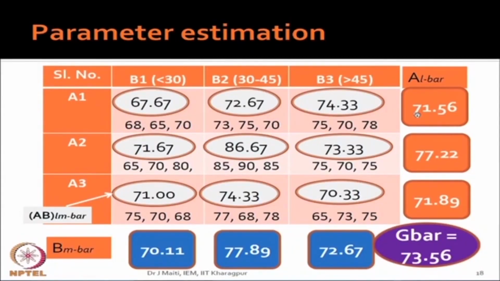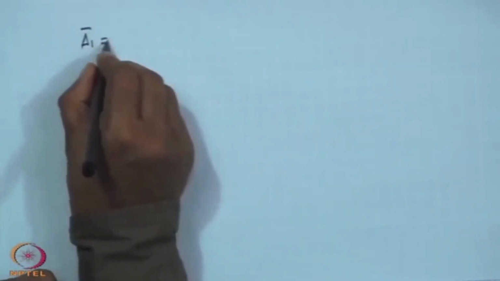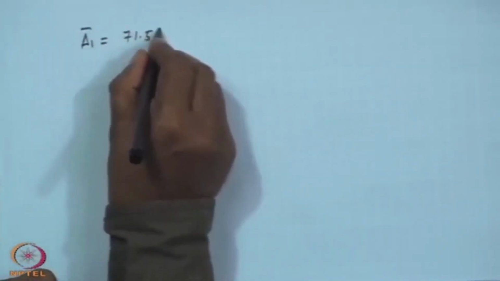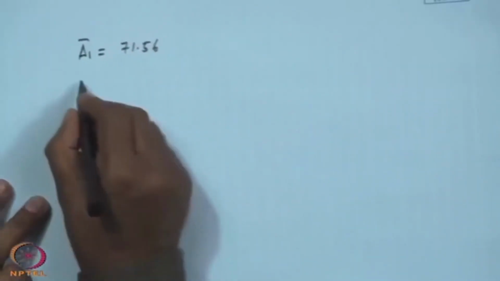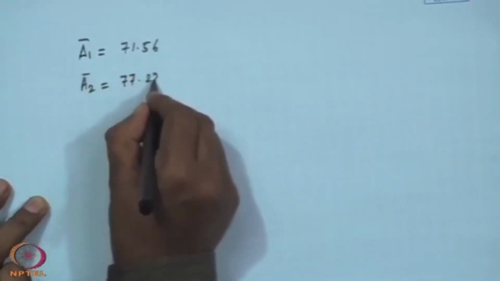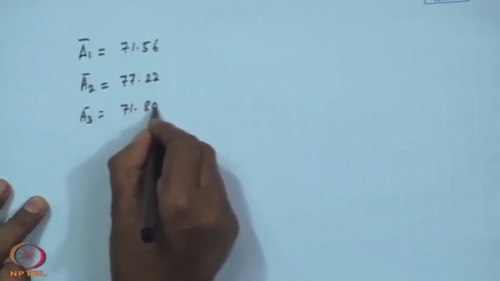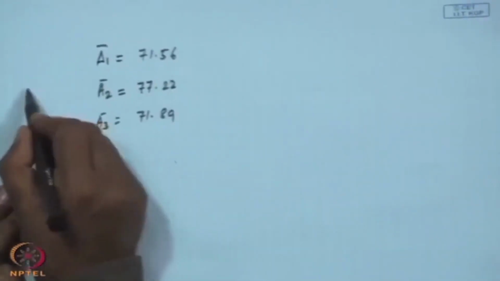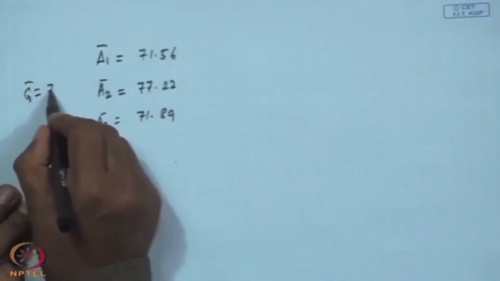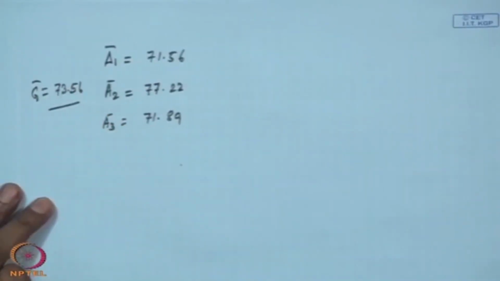So, A_L bar, I said we will calculate something more with this. A1 bar equals 71.56, this is computed. Now, A2 bar is 77.22 and A3 bar is 71.89. What is our G bar? G bar is 73.56. G bar is this.